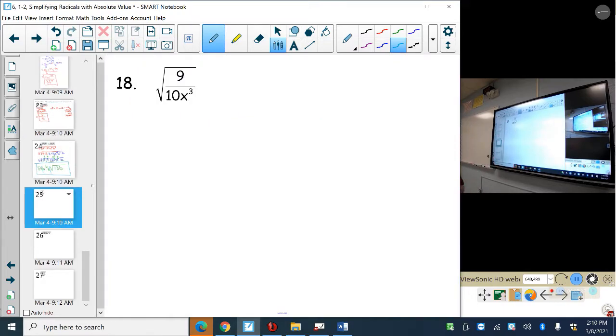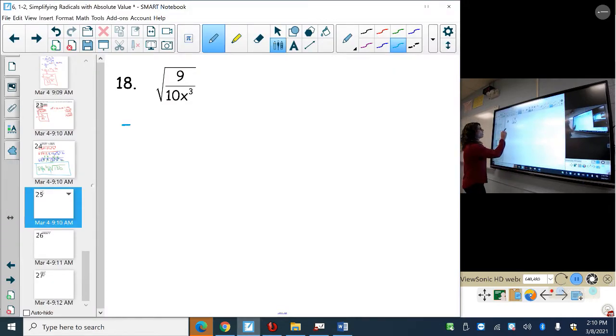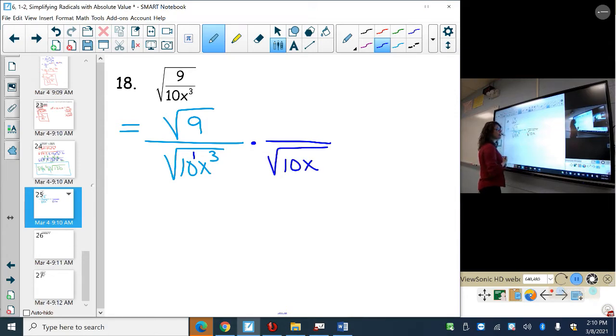Number 18. What do the directions say on those? Same exact concept. So I'm going to tear these apart. Now, currently I have 3 X's in the denominator. I need to have an even number of X's down there. I only have one 10 in the denominator, so I need to have another 10 and I need another X to make them both have even powers. So I'm going to multiply both of these by 10X.